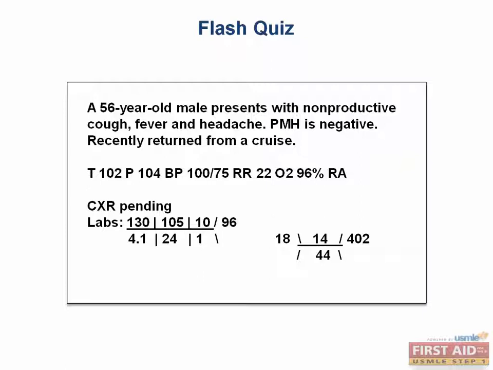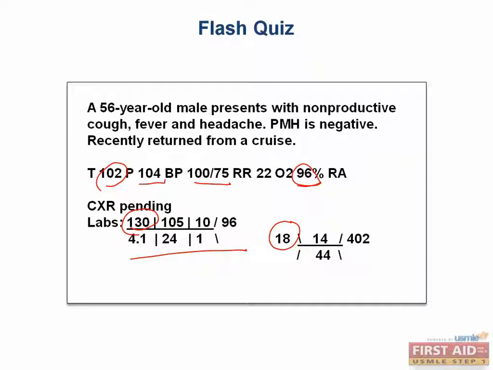Vital signs. Pretty high fever, 102 degrees. That's high. He's tachycardic, but he's normotensive. O2 sat looks okay at 96%. You get a basic set of labs and your chest x-ray is pending. Okay, so your Chem 7, anything look abnormal here? I'm going to say that sodium of 130 is a little bit low, but the remainder actually looks okay. How about your CBC? Your white count is a little bit elevated at 18. Your hemoglobin and hematocrit look okay. So what is your diagnosis?